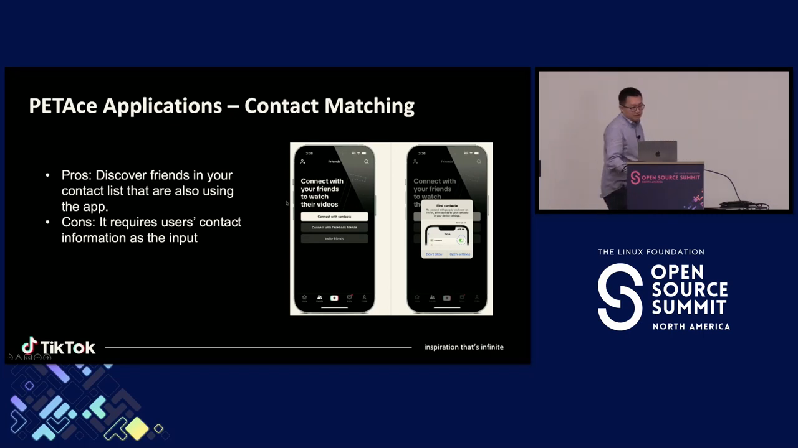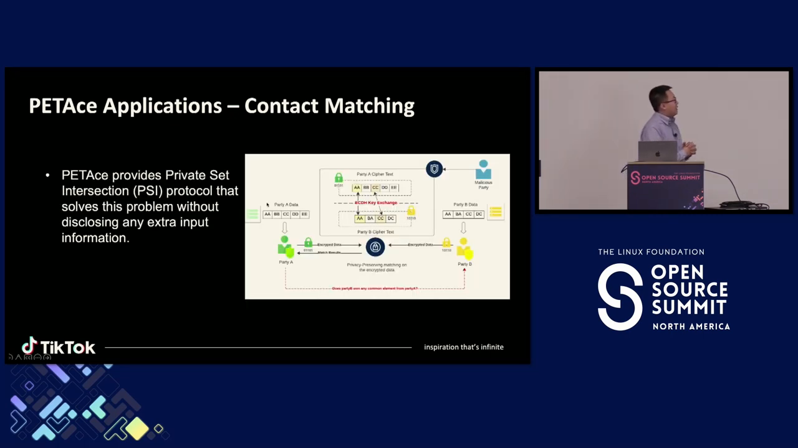So in this example, actually, this is exactly a private set intersection protocol. If you think of the user's contact list as a set and TikTok's database as another set, you essentially want to compute the intersection of two sets without revealing anything else. So the TikTok server should have no idea about any contact that is not in the intersection. And similarly, the user should have no information about any TikTok user that is not in his contact list. So this is exactly what can be done using PSI, and the PSI protocol is a sub-protocol supported by PETAce.